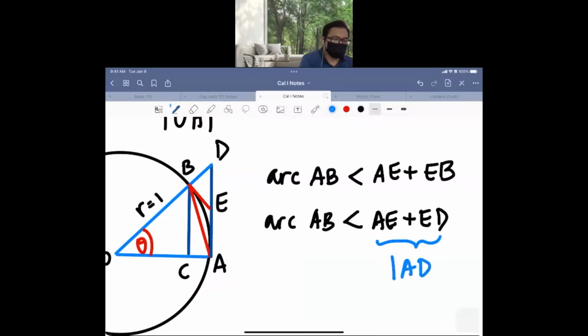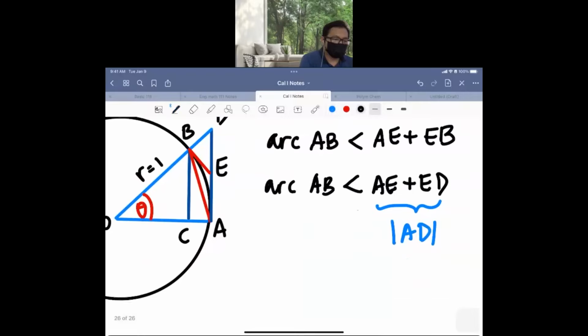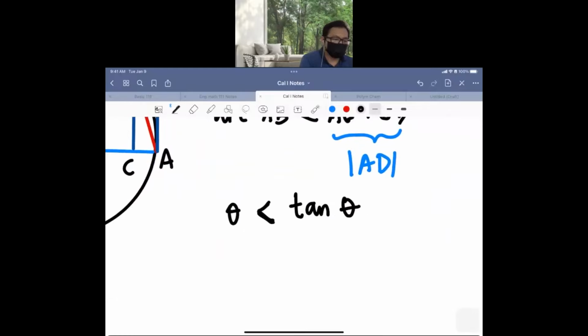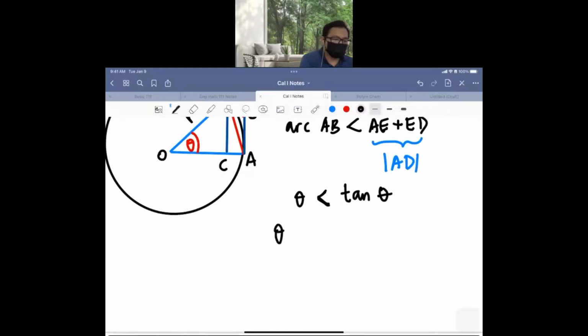Which means that this is the AD, right? AE and ED. And from what we have, arc AB is theta. This will be less than tangent theta, or we could say that theta is less than sine theta over cos theta.